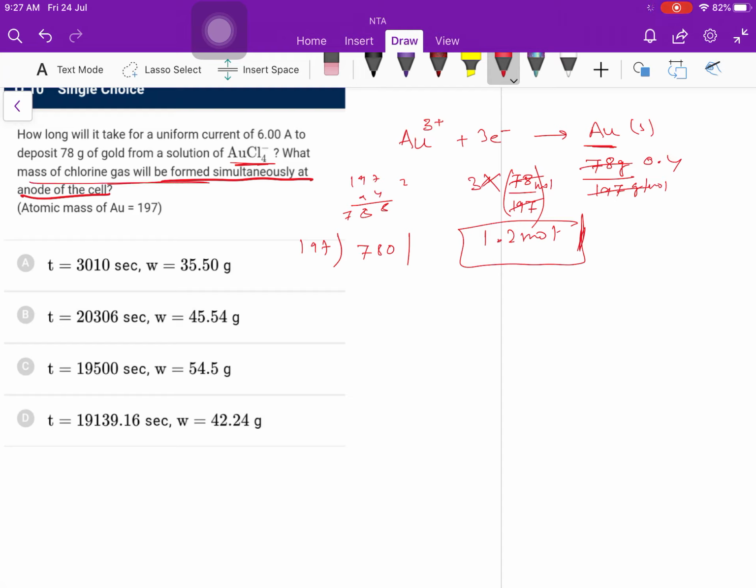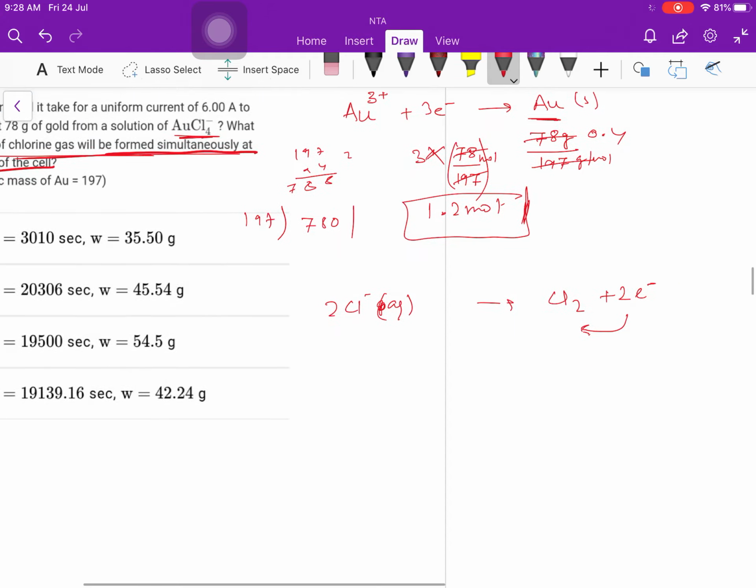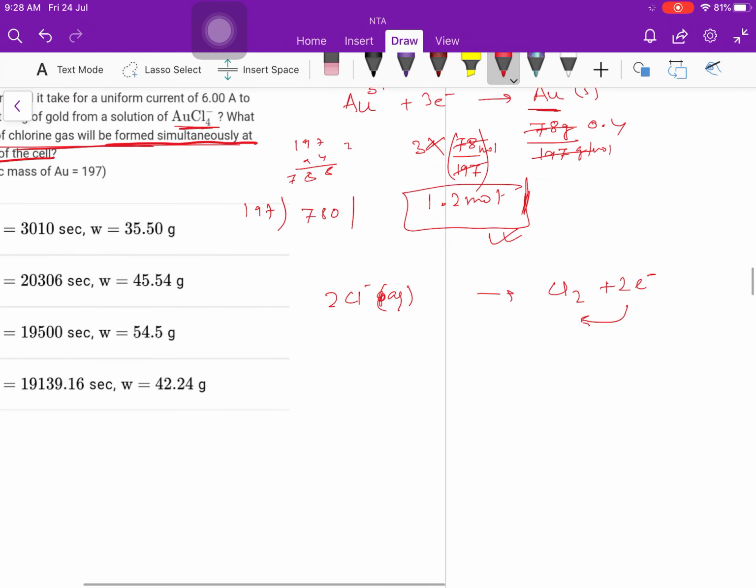So what mass of chlorine gas will be formed? Cl- aqueous will convert to chlorine gas Cl2, so 2 Cl- give 2 electrons. So for 2 mole electrons, 1 mole of Cl2 is formed, so for 1 mole of electron, half a mole of Cl2 is formed. How many moles of electrons do we have? We have 1.2 mole electrons.